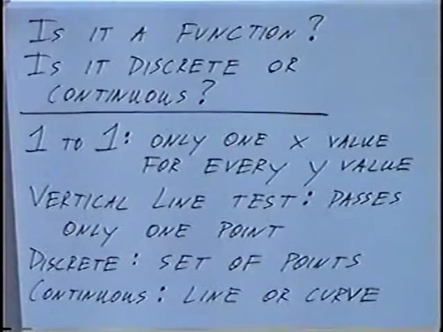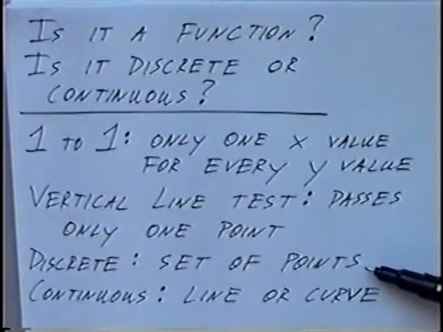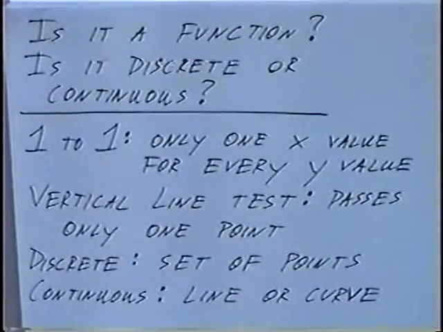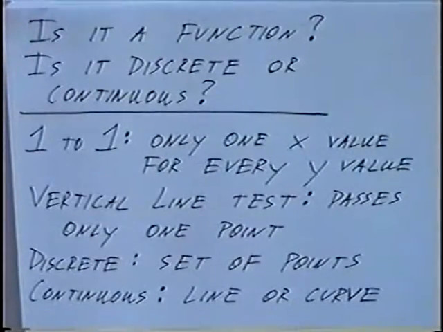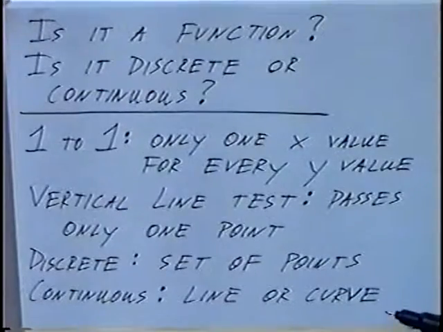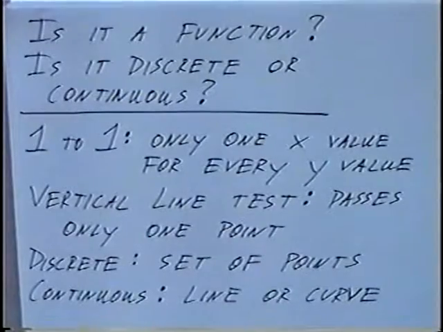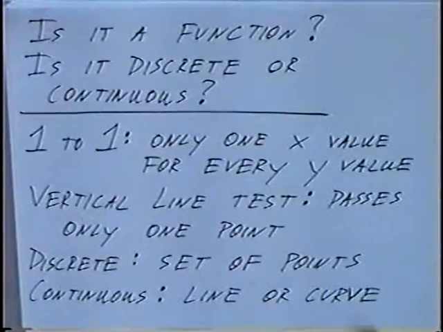The next definition, discrete. Discrete is a set of points. Looking at a table or a graph, if you can count up how many points there are, then it is discrete. Continuous, if you have a line or curve, there is an infinite number of points on every line and every curve. An infinite number of points means it's continuous.